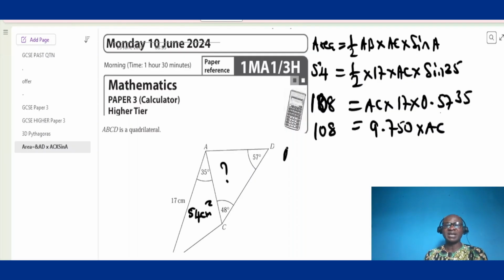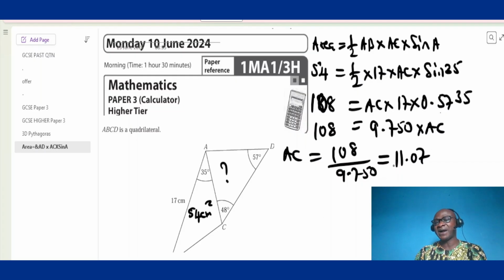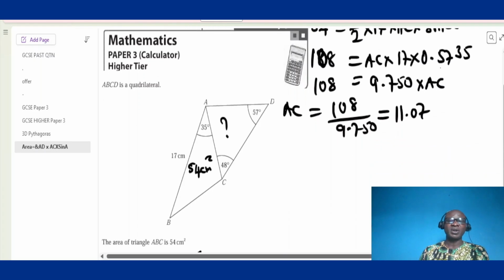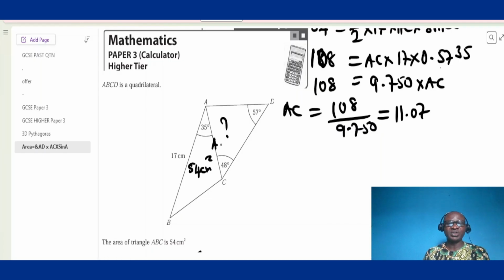This implies that the length of AC will be equal to 108 divided by 9.750. Let's do it: 108 divided by 9.75 gives us exactly 11.07. Now I have found the length of AC.